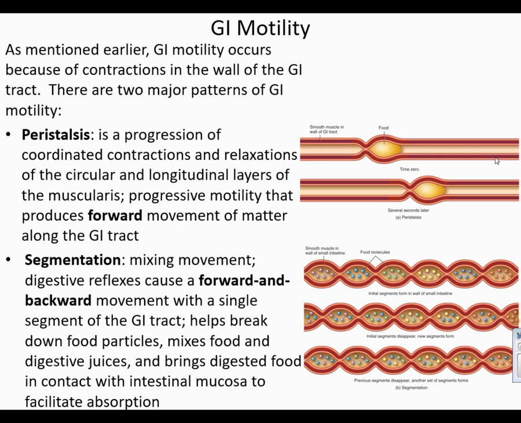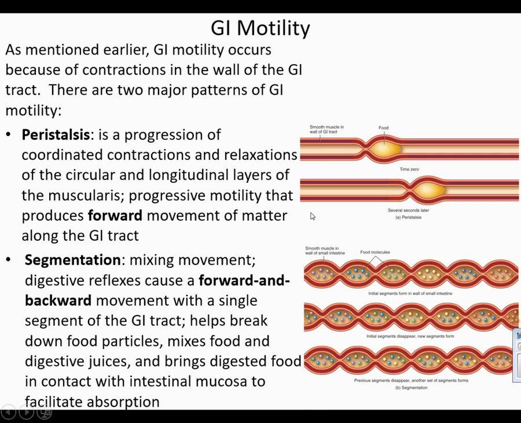As mentioned earlier, GI motility occurs because of contraction in the wall of the GI tract. Two major patterns of GI motility include peristalsis and segmentation. We'll talk more about segmentation in the future organs. Your esophagus is where we begin this process of peristalsis. It's a progression of coordinated contractions and relaxations of both circular and longitudinal layers of the muscularis. We describe it as a progressive motility producing forward movement of matter along the tract.